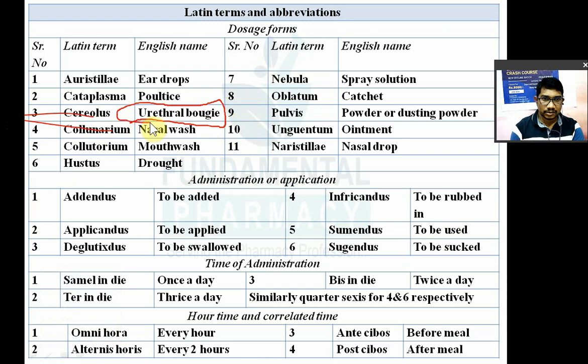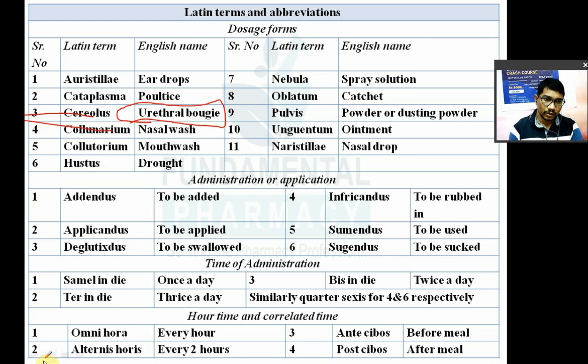Pencil-like suppository. So they are very small in diameter, but they are larger in length. Because male urethra is longer, female urethra is shorter. So in the female urethra, suppositories are used. In the male urethra, urethral bougies are used. Urethral bougies mostly are used if you have infection in the urethra, urethritis. So in that case urethral bougies are used. So cerulolous means urethral bougies, cataplasma means poultice, auristilli means ear drop. Next one is colunarium.